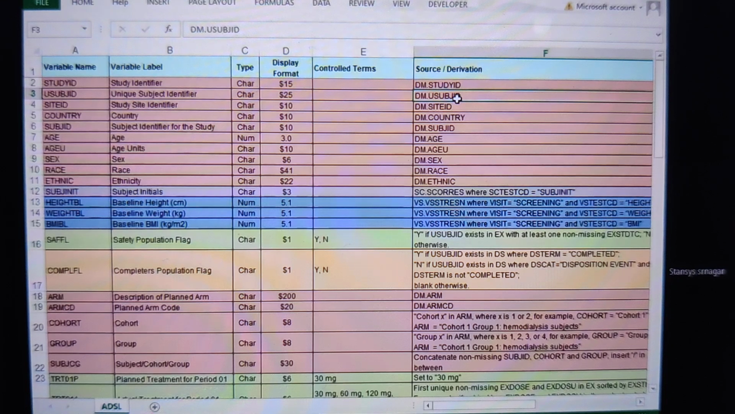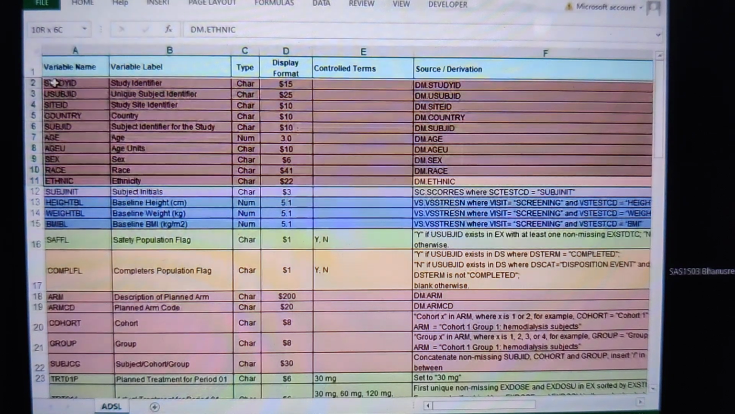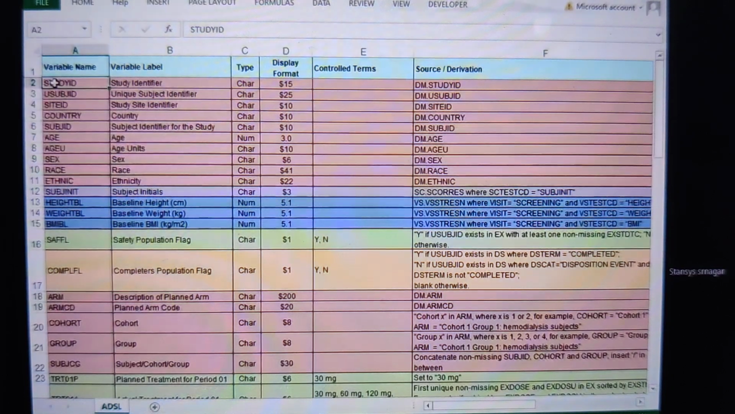From the DM domain you can get it. So the site ID, country, subject ID, age, sex, race, ethnic. So all these 10 variables. Just copy from which data set? The DM data set. So simply we are going to use the keep statement or keep option from the DM. So data ADSL, set DM, and we are going to keep all the 10 variables.